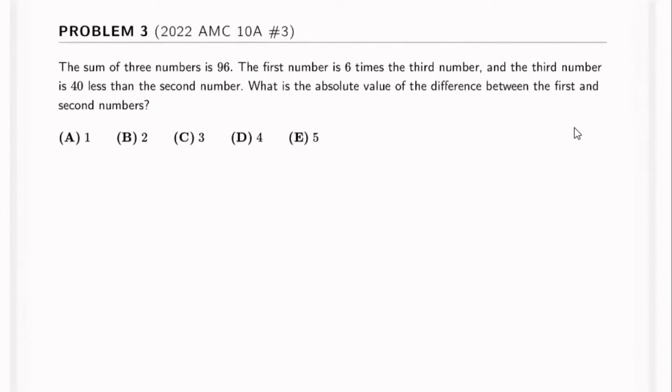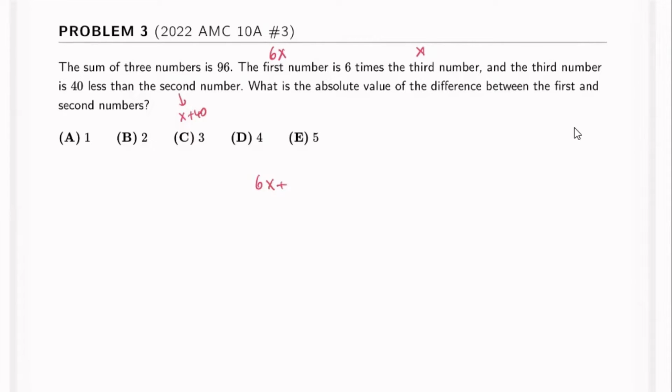And number 3, the sum of the 3 numbers is given as 96. The first number is 6 times the third number. So I'm going to say the third is x. The first number will be 6x. And the third number is 40 less than the second number. So the second number should be x plus 40. And then we are looking for the absolute difference between the first and the second one, which is 6x and x plus 40. So we will see which one is bigger. And the sum is 96.